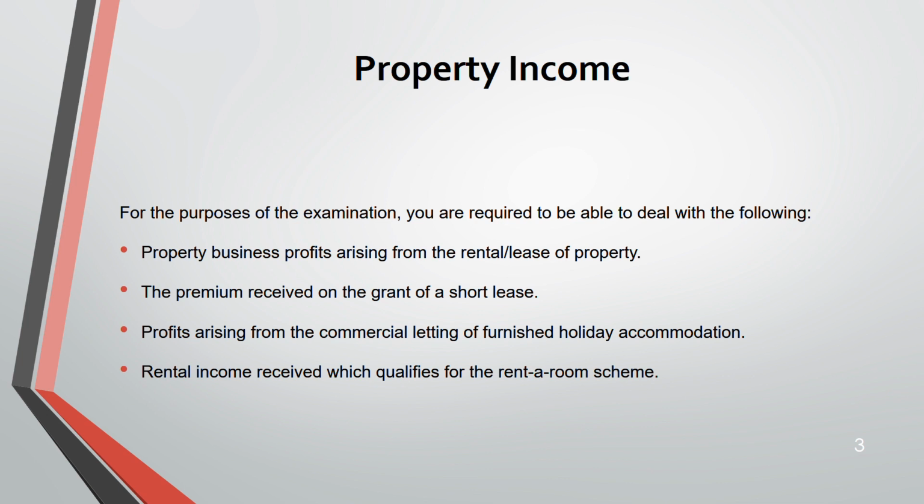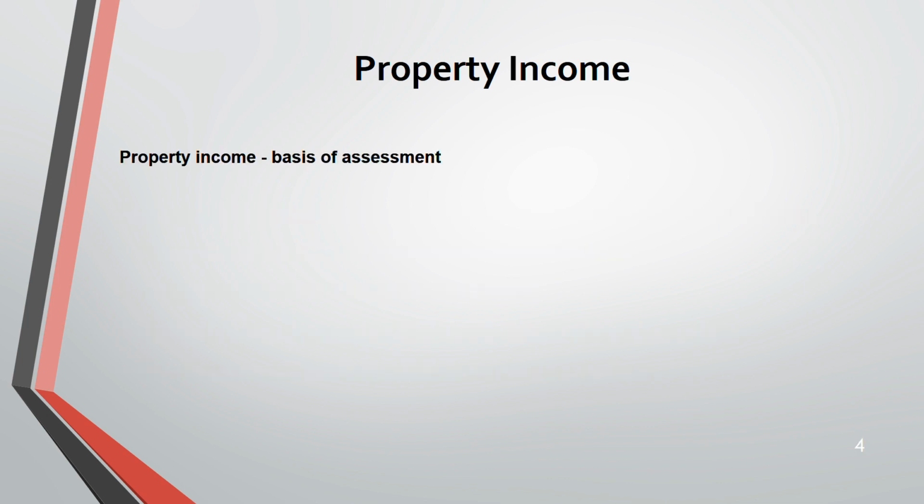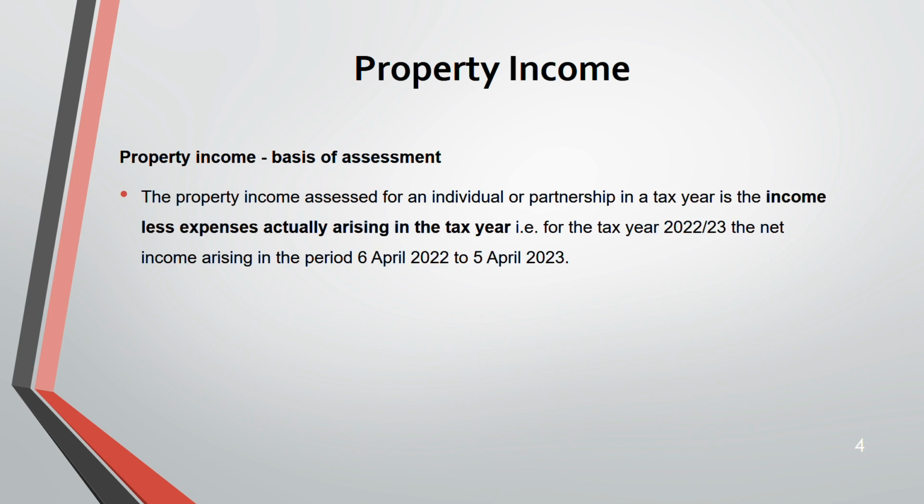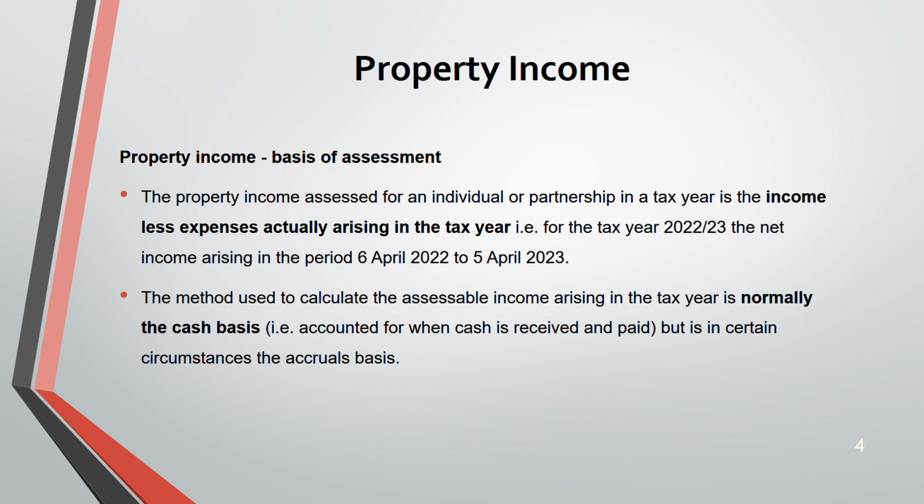Okay, now starting with property income, how do you assess property income? You assess property income, income less expenses arising in the tax year. That means any of your net income arising from 6th of April 2022 to 5th of April 2023 will be your property income. Now the method that is used for property income is cash basis. We have gone through cash basis in my previous lecture, self-employment income. You can watch that lecture to know what is this cash basis. That is based on cash received and cash paid, not accrual basis.